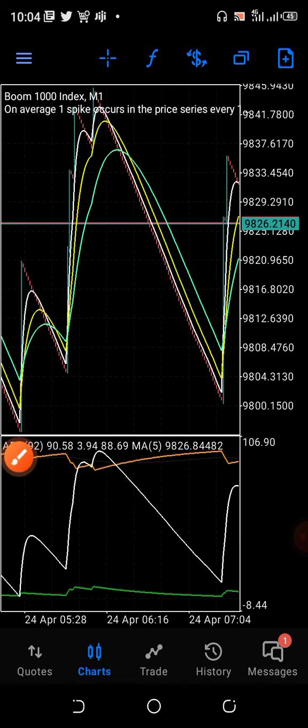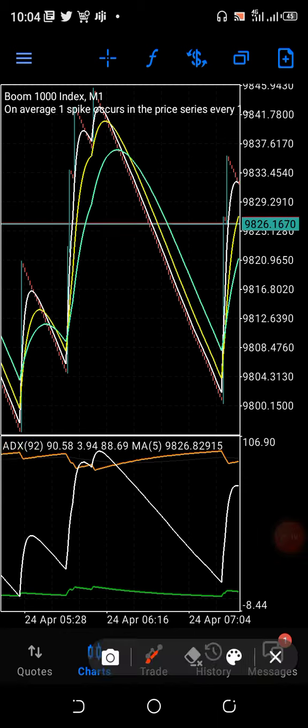The trick is this. Boom 1000 is not fast in dropping. Boom 1000 can hold for a long time. That is one thing you should know. But when it wants to drop, it drops in a massive way.